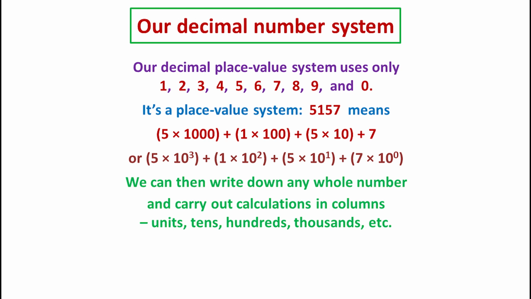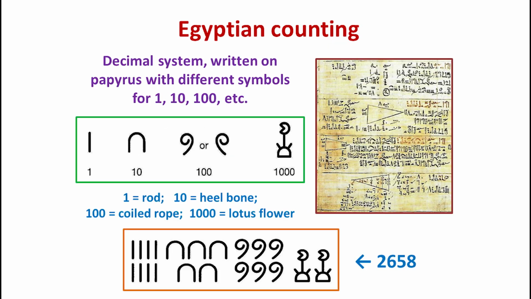So how did our counting systems arise? How did early civilizations count? Let's look at some. Around 1800 BC, the Egyptians, who wrote on papyrus reeds, used a decimal system, but it wasn't a place value system because they wrote different symbols for 1, a rod, 10, a heel bone, 100, a coiled rope, and so on, repeating them as often as necessary.